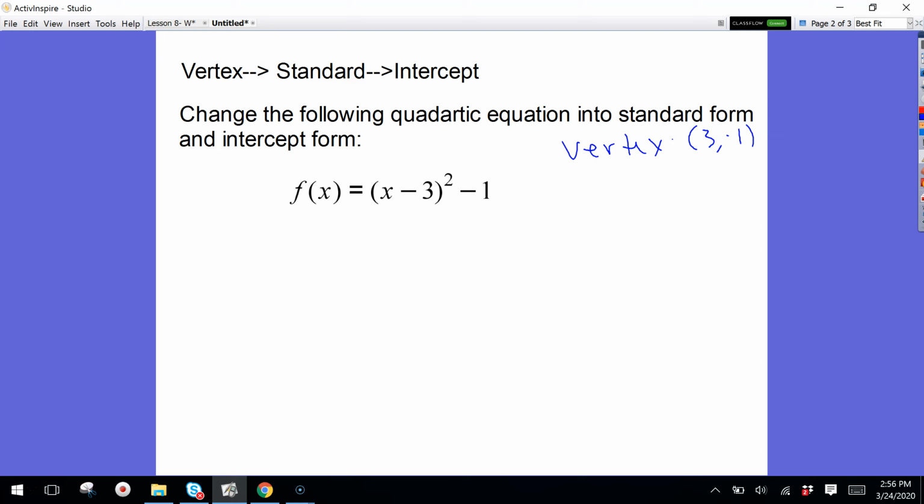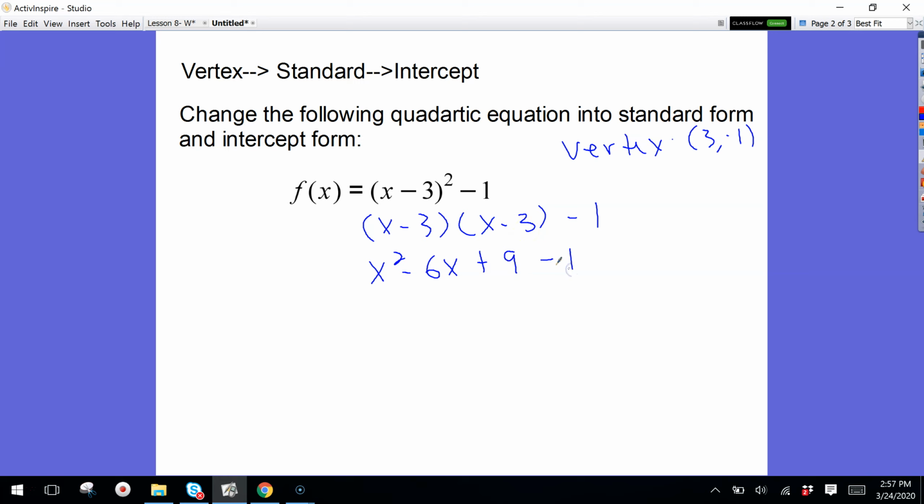Just remember that standard form is kind of like the middle ground between vertex and intercept form. So you have to go through standard and then to intercept form. The way you get to standard form is by FOILing this out and putting together common terms. Remember that x minus 3 squared is just x minus 3 times x minus 3. That is going to be x squared. My outer is negative 3x, and so is my inner. Put together, you get negative 6x. And my last is negative 3 times negative 3, which is positive 9.